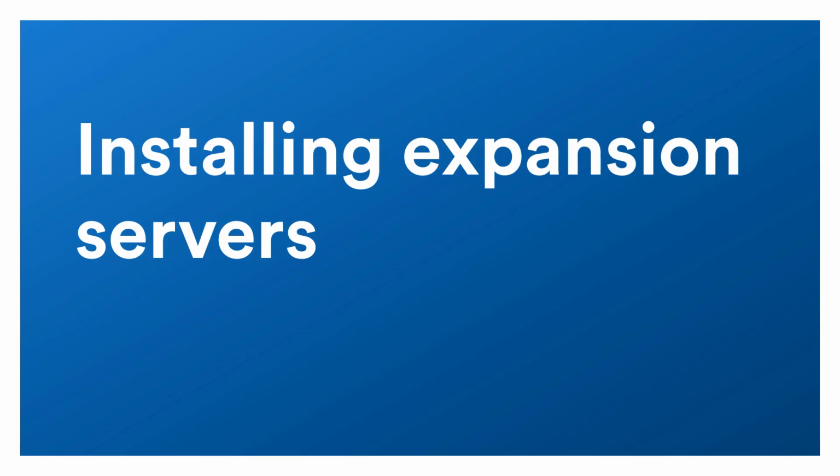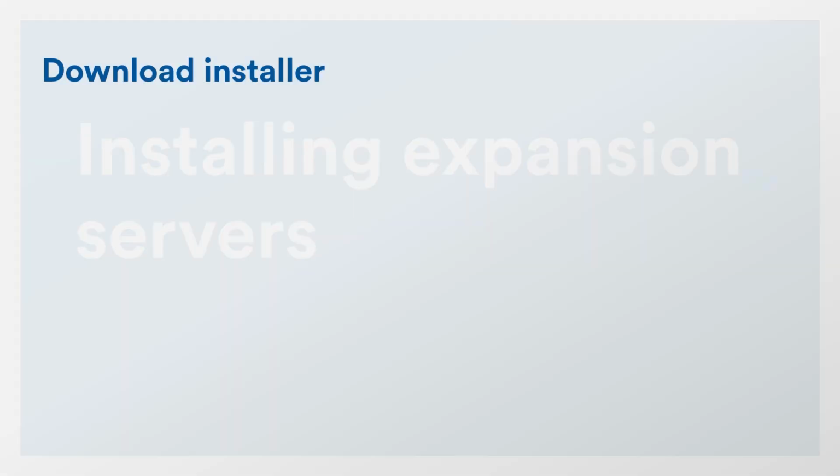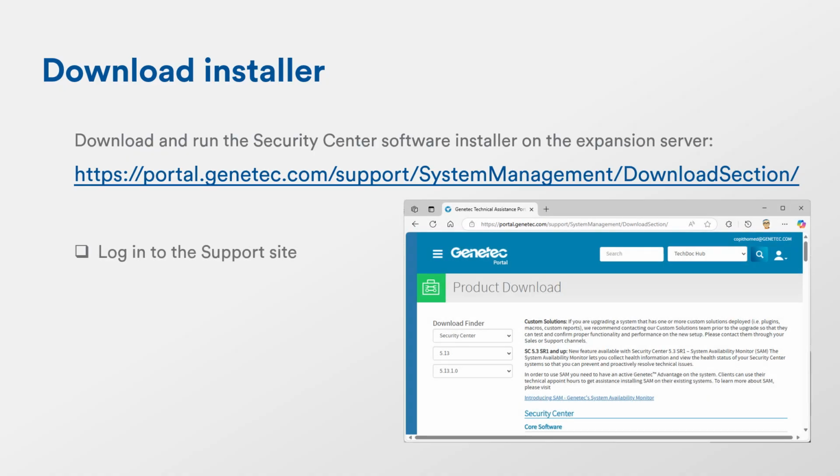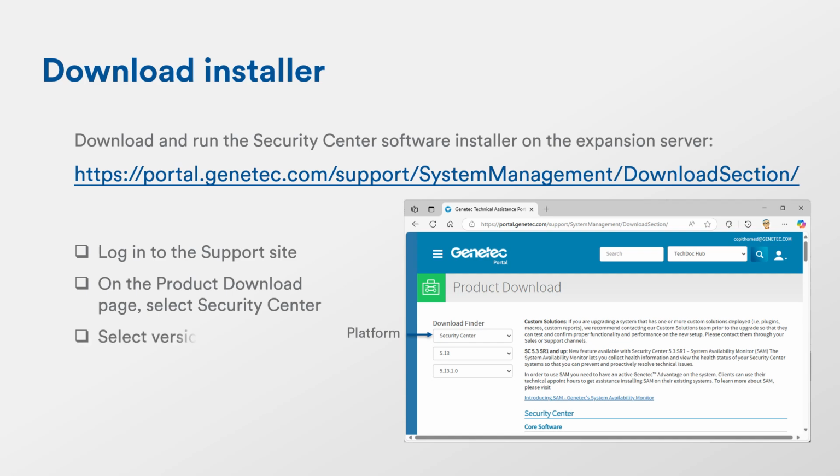So how do we set up an expansion server to grow from a single server system to a multi-server system? The first step is to install Security Center on your expansion servers. Log into the Genetec support site at portal.genetec.com. Navigate to the product download page, select Security Center as the product, select the major version, select the build or minor version, download and install it on your expansion server or servers.